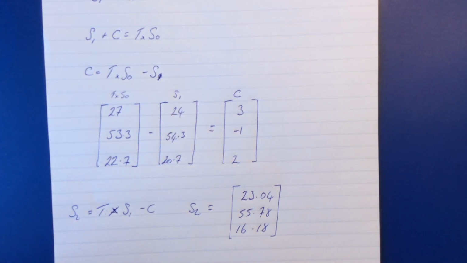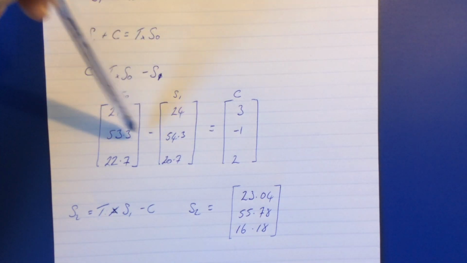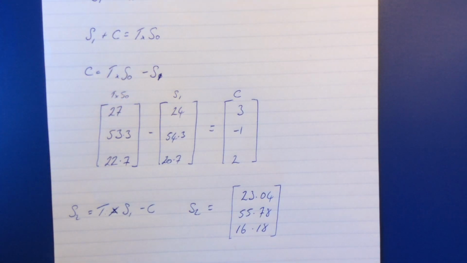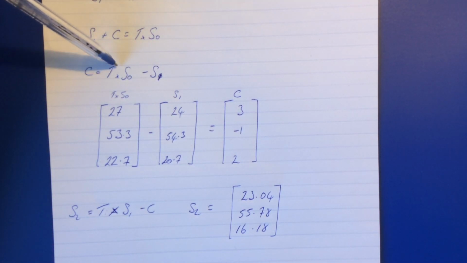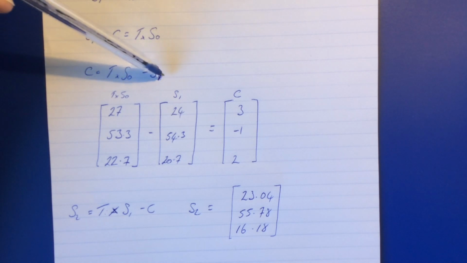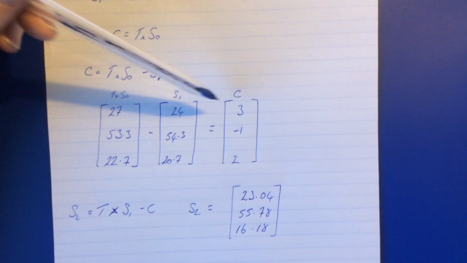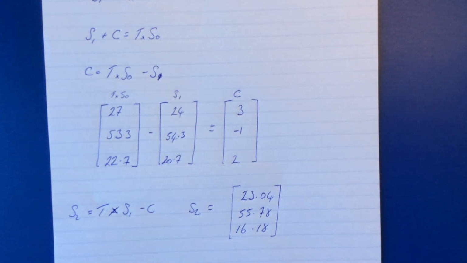You have to be careful here because we are subtracting C. And if you put these the other way around, you wind up with more calculation problems than you really want. So don't just go, oh, it's the difference between S1 and T times S0. The order helps. So C is equal to 3, negative 1, and 2, and that's how we got it.